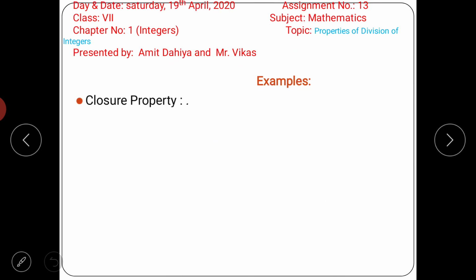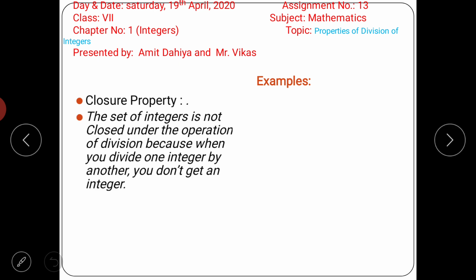Next we will do the closure property. What do you mean by the closure property of division of integers? Closure property means, let us assume that a and b are two numbers belonging to the integers. If a divided by b, or b divided by a, gives a quotient that belongs to the integers, then the closure property holds.